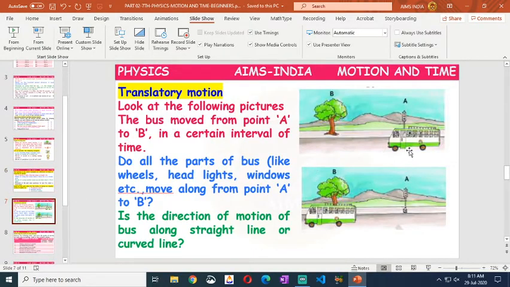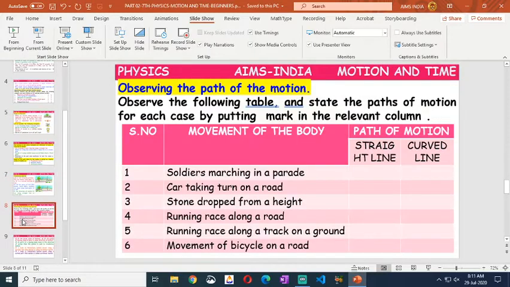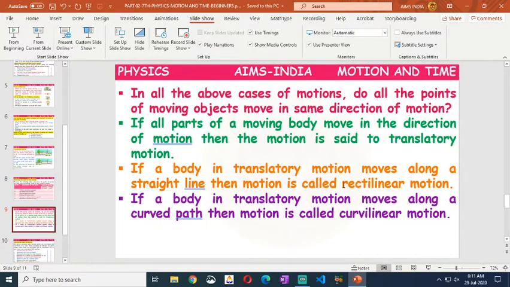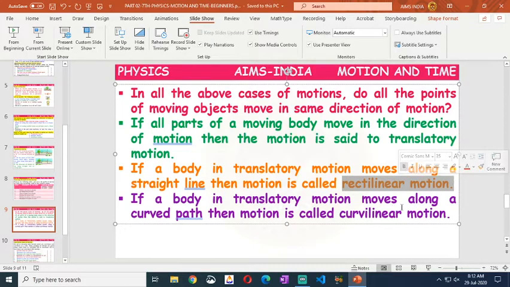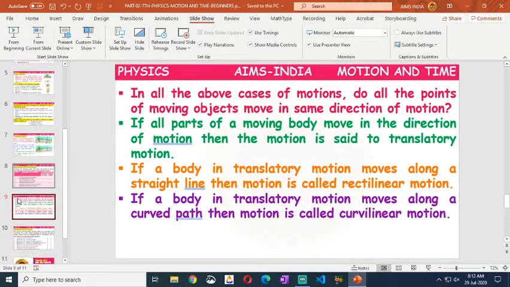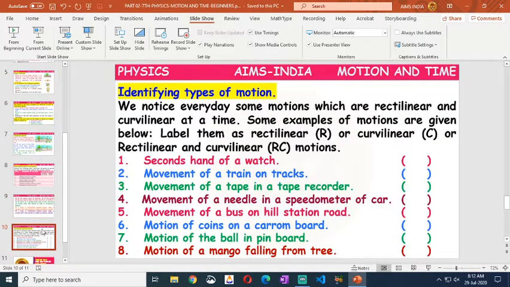So translatory means along with the body, all the points on the body will move. All the body parts will move in the same direction. But translatory may happen in a straight line or curved line. If it happens in a straight line, we call it rectilinear motion. If it happens in a curved path, we call it curvilinear motion. So we can divide some motions which we observe in our daily life into rectilinear or curvilinear or both.